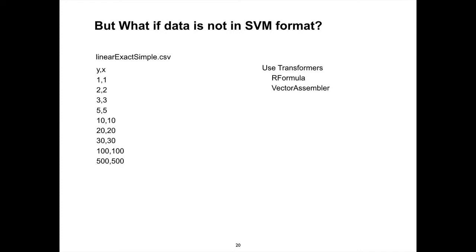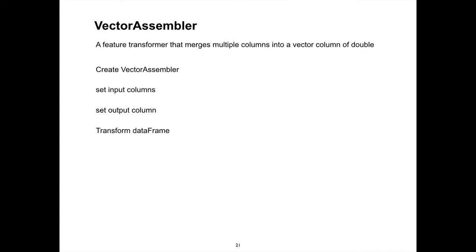And there's a couple of transformers. Spark comes with a lot of different transformers, and we'll spend more time looking at them. One is called RFormula, which is used in R, so that was a great idea, so they implement it here. What they call a VectorAssembler. So we'll look at both of them, and look at the VectorAssembler first.